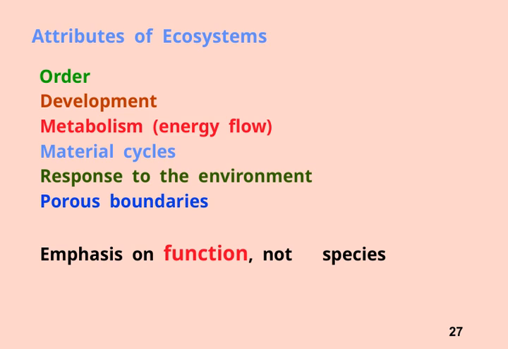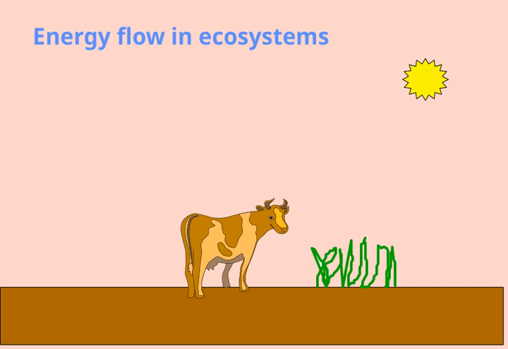Response to the environment is also vital. Ecosystems constantly adapt to environmental changes, maintaining stability and resilience. Porous boundaries are another key point. Unlike artificial systems, ecosystems have permeable borders that allow the exchange of energy, organisms, and nutrients with their surroundings. It's important to emphasize that when we're talking about ecosystems, the focus is on function rather than just individual species. This means understanding how the parts work together to sustain the whole system, which is central to our overall theme of ecological interconnectedness. Let's take a closer look at energy flow in ecosystems.